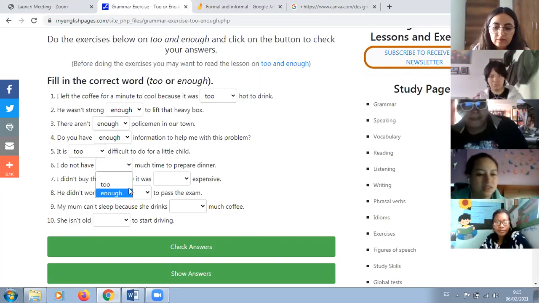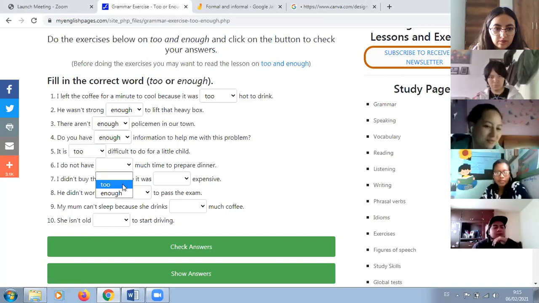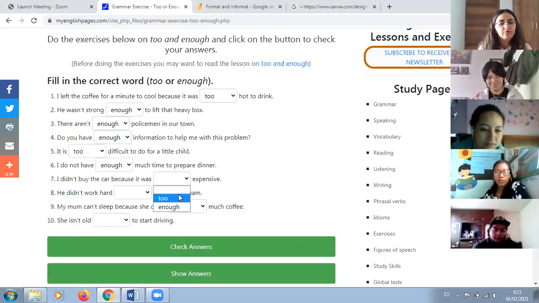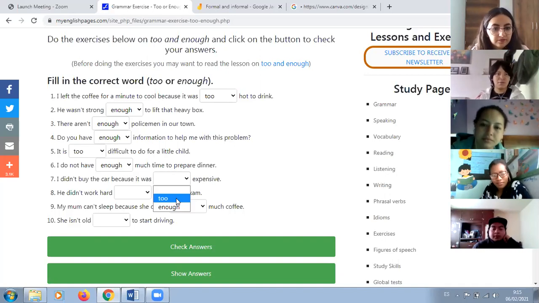Number 6, I do not have. Enough. I would say enough. Number 7, I didn't buy the car because it was? Too expensive. So it's not always going to be "enough" when negative, because sometimes you have to find that sense.